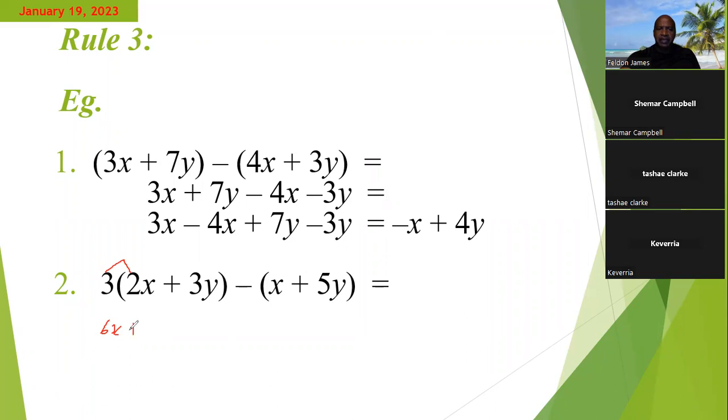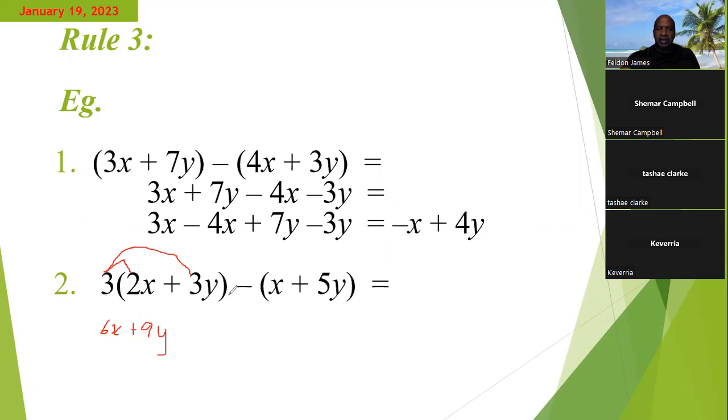So we have plus, and now we use the 3 to multiply 3y. So 3 times 3 gives you 9. I will group it back with the y, so this would be 9y. All right.